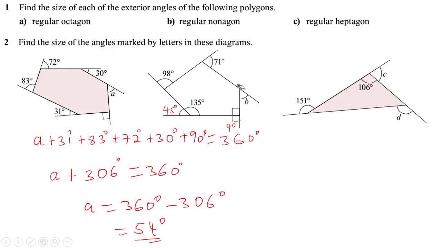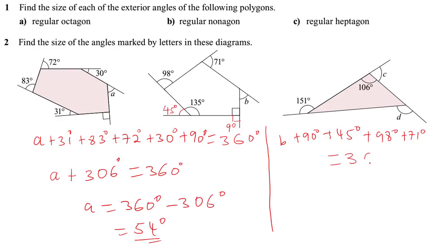So I've got B, which is what I'm looking for. I've got 90, which is this one here. And I've got 45, which is this one. And I've got 98, which is that one. And I've got 71. If I add all of this together, the answer should be 360.